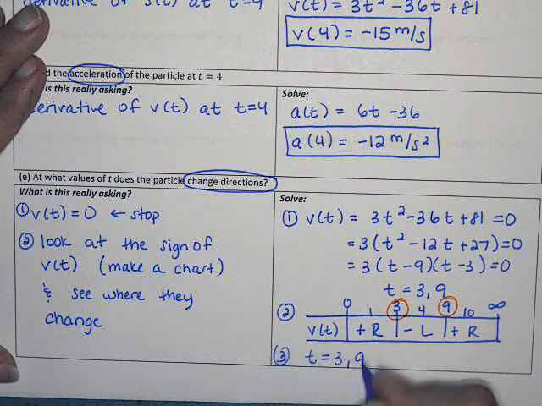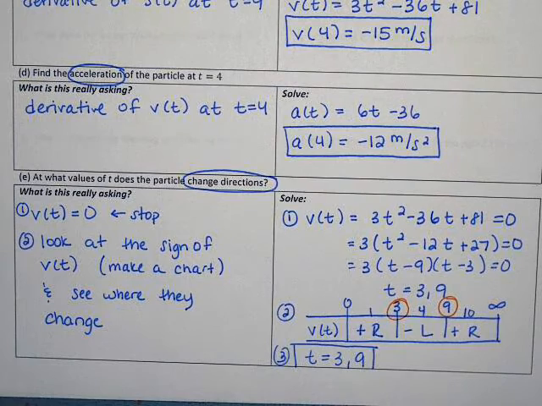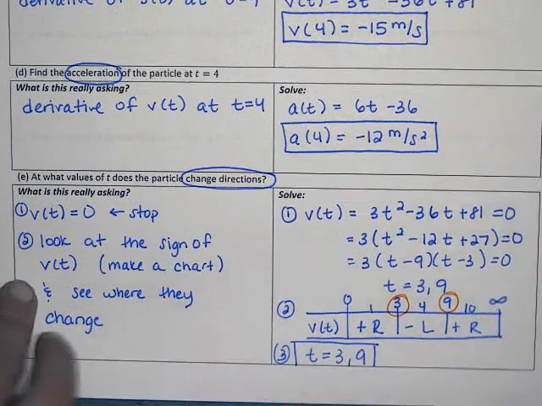Now some of you might be thinking, why do I even really need to make the chart? Couldn't I just say, well, those were the zeros, so that must be where I change? There are going to be times when they don't actually change signs at those numbers. So you always have to make the chart to check to see if it actually changes signs at those specific values.